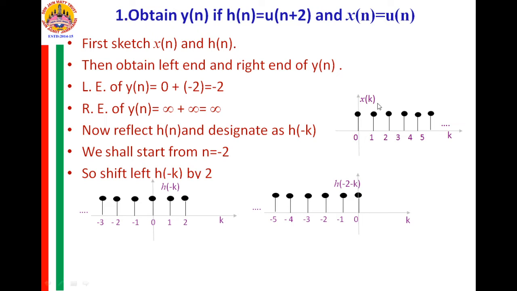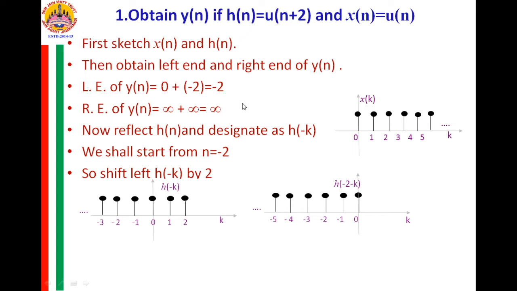What is your observation here? If you multiply these two, these two overlap at k is equal to 0 and the product exists for k is equal to 0. Now, observe here, whatever we have identified for the left hand of y of n, is it correct or not.